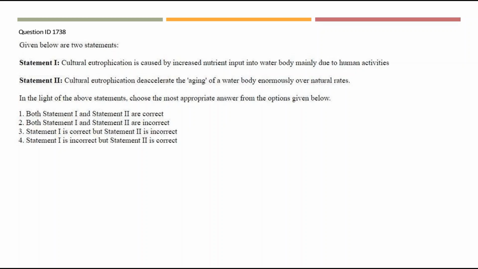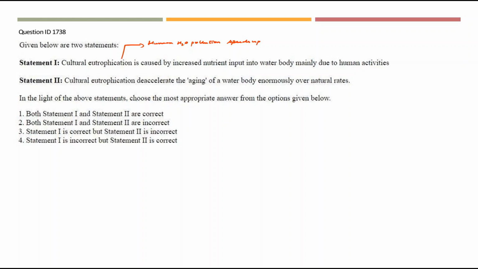Next question. Given below are two statements. Cultural eutrophication is caused by increased nutrient input into a water body mainly due to human activities. What is actually cultural eutrophication? It is a process that occurs when human water pollution speeds up. How does it speed up?